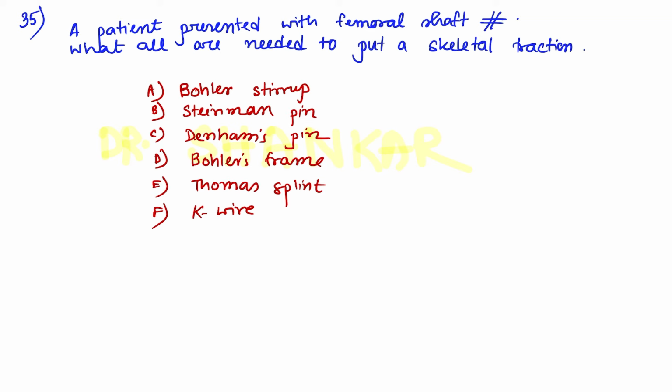Next, a patient presented with femoral shaft fracture. What all are needed to put a skeletal traction? Number 1 is Bohler stirrup, number 2 is Steinmann pins, and Bohler's frame. So these things are required for skeletal traction. Denham's pin is not required. This is required for osteoporotic porous bone. Thomas splint and KO are not required. So Bohler stirrup, Steinmann pin and Bohler frame.